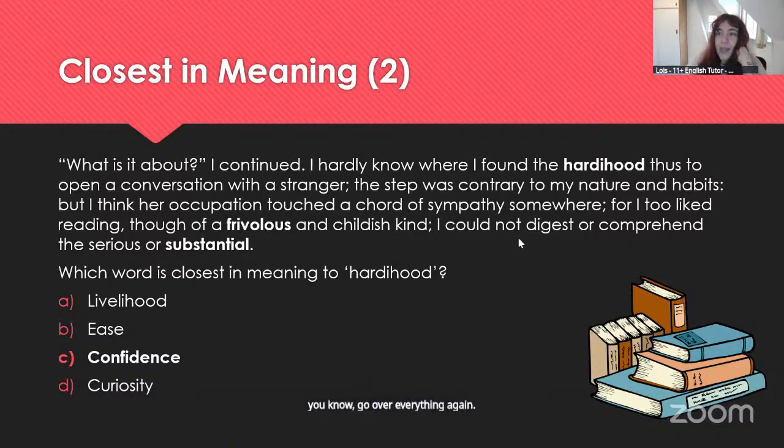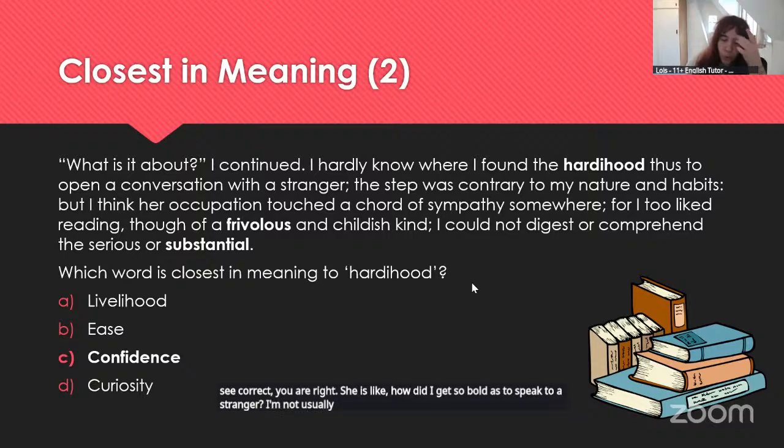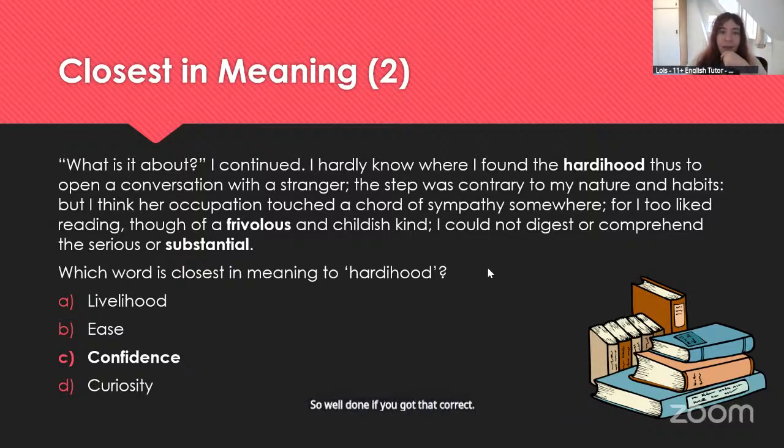So if you got C correct, you are right. She is like, how did I get so bold as to speak to a stranger? I'm not usually a bold or confident person at all. So well done if you got that correct. Okay, one more.